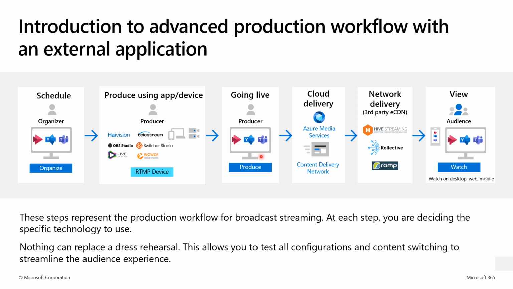Once the producer hits the go live button, right? That then gets sent over our cloud delivery network through Azure Media Services through our CDN to the attendees, and the attendees can view it over here. This is the optional third-party ECDN that I talked about. This is the one where if you have a high density of attendees in one physical location, you might want to consider investing in the third-party ECDN. If you don't, then you don't require this particular option.